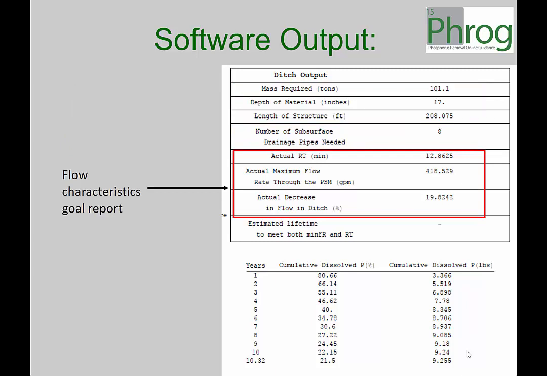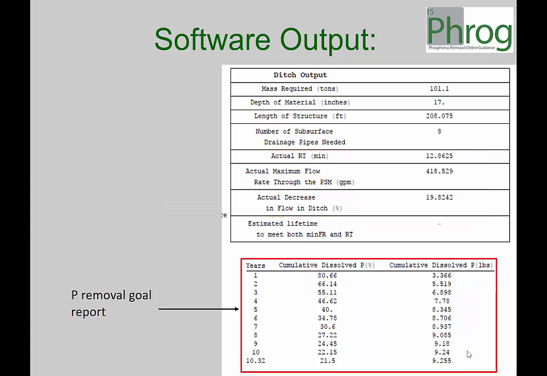And we met all our goals. Our retention time is over 10 minutes, so we're good. We met our flow rate goal. We're over 400 gallons per minute. We're good. And we're less than 20% decrease in ditch flow capacity. And here's our phosphorus removal. We met our goal. Remember, it was 5 years, 40% cumulative removal, which is around 8 pounds of phosphorus removal.